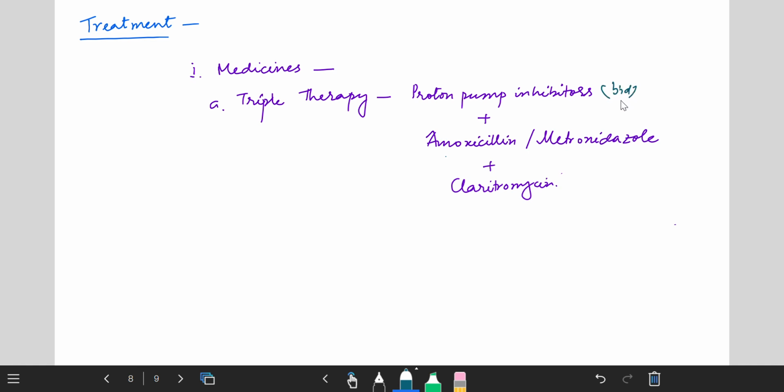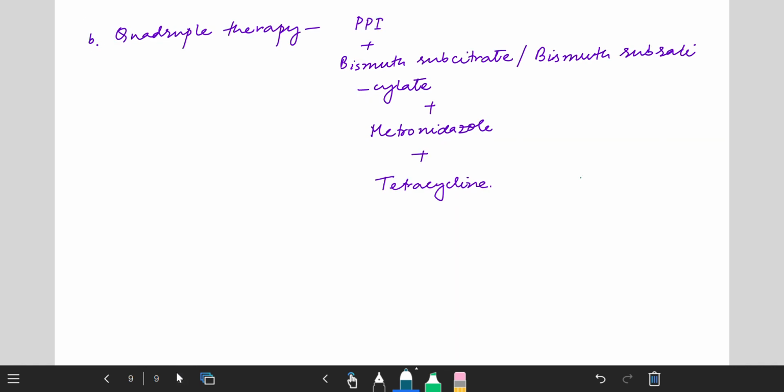Amoxicillin dose must be 1 gram BID. Metronidazole dose is 500 mg, and it is TID. Clarithromycin is given 500 mg BID, and this therapy is known as clarithromycin-based triple therapy. Clear? And if it fails, quadruple therapy is started.